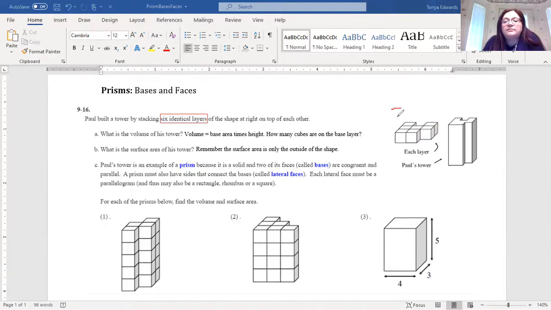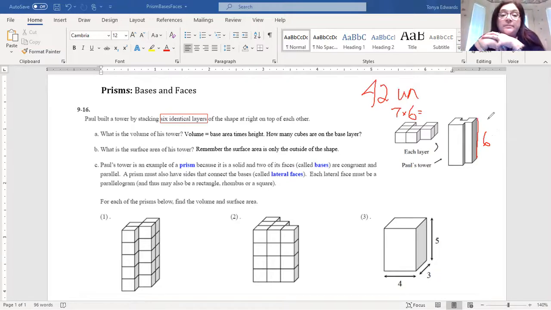I have 7 in my base area here. Now we said volume was just the base area times what? The height. So the volume here, how high is this thing? They told us 6. So 7 times 6 equals 42. 42 what? Units, and you can abbreviate that with UN if you like.